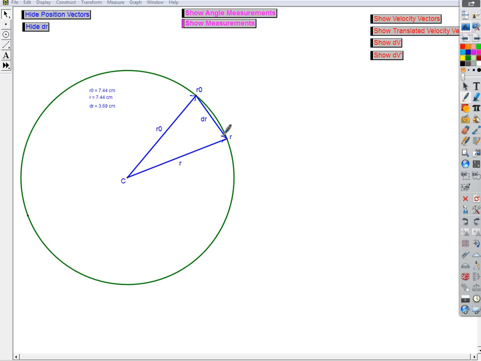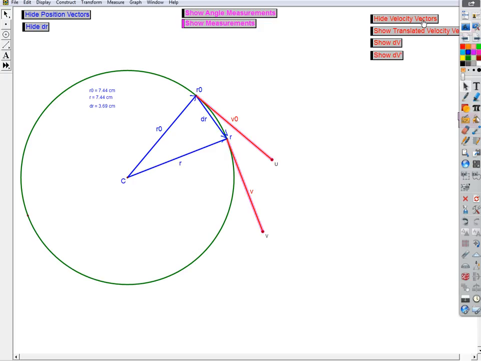So there's dr. I can't make a delta in this, but really we would call that delta, change in position. But on Geometry Sketchpad, you just can't do a delta. Okay? Make sense? Okay. Let's add the velocity vectors.